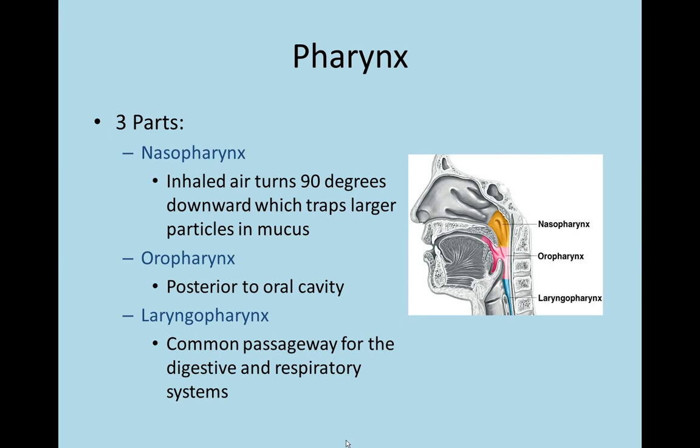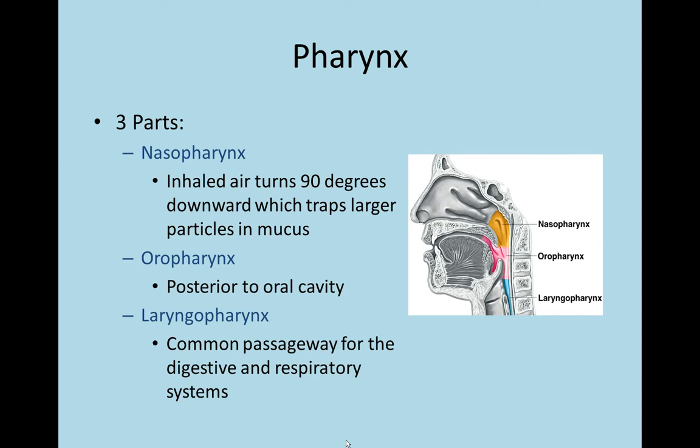The nasopharynx is the part of the pharynx just posterior to the nasal cavity. An important thing about it is the fact that air has to take a 90-degree turn downward to get through from the nasal cavity down into the pharynx. That abrupt change in direction means that the mucus lining that area can trap larger particles. So as the air makes that sharp curve, some of the debris that might have been inhaled can get trapped in the mucus right there at the nasopharynx, so that we don't allow that debris down into the lungs.